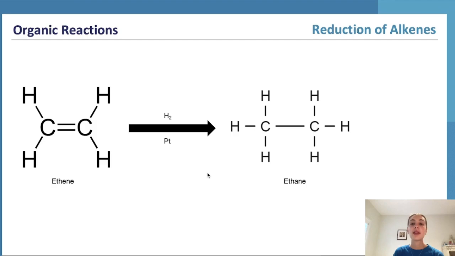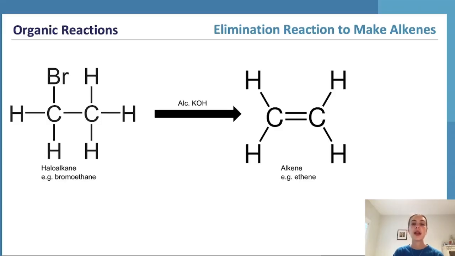We can also do a reduction of alkenes, this being very similar to our addition reaction before, where we add hydrogen gas under a platinum or nickel catalyst in order to form an alkane. That being, for example, forming ethane from ethene.